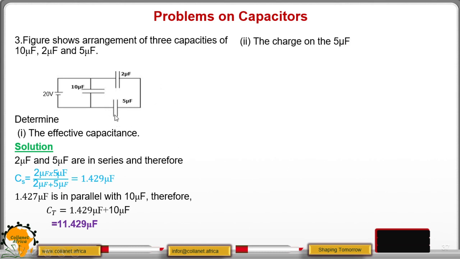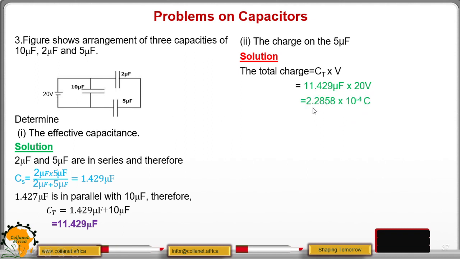Then part 2 of the same question, you are supposed to get the charge on 5 microfarads, this one. So we proceed as follows. The total charge is CT times V. So CT, the total capacitance, multiplied by voltage, which is 20, you get 2.2858 times 10 to the power negative 4 coulombs.